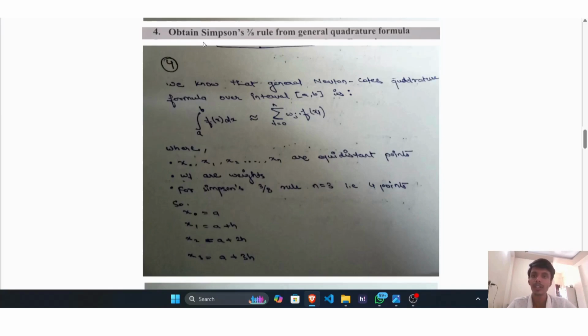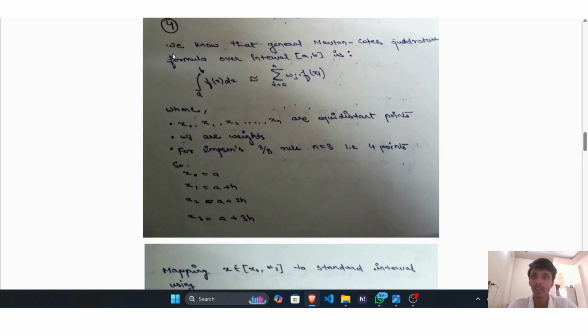Fourth question is, obtain Simpson's 3/8 rule from the general quadrature formula. We note that the general Newton-Cotes quadrature formula over the interval [a, b] is defined as the integral from a to b of f(x) dx, approximately equal to the summation from 0 to n of wi times f(xi), where x0, x1, x2 are equidistant points and wi are weights associated with them. For Simpson's 3/8 rule, n is equal to 3, that is 4 points.